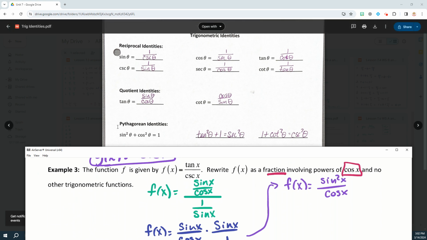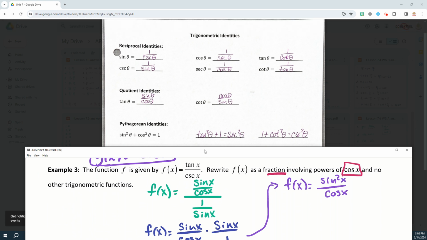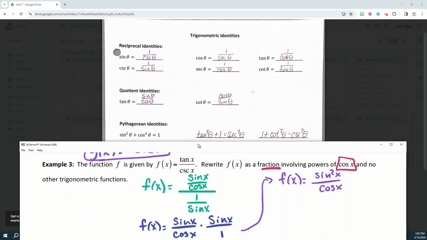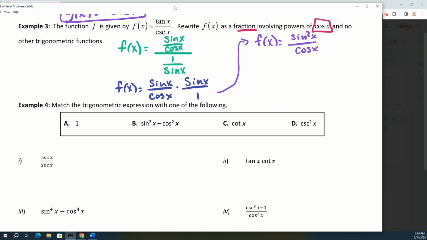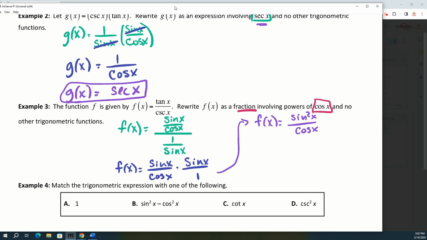And so what we're going to do is use this first Pythagorean identity, sine squared of theta plus cosine squared of theta equals 1, but we're going to manipulate it. We're going to basically solve it for this numerator. All right, so I'm going to do it above. So the identity that we're going to use is this. But I want to solve it for sine squared of x. So I'm going to move the cosine squared to the other side by subtracting it.